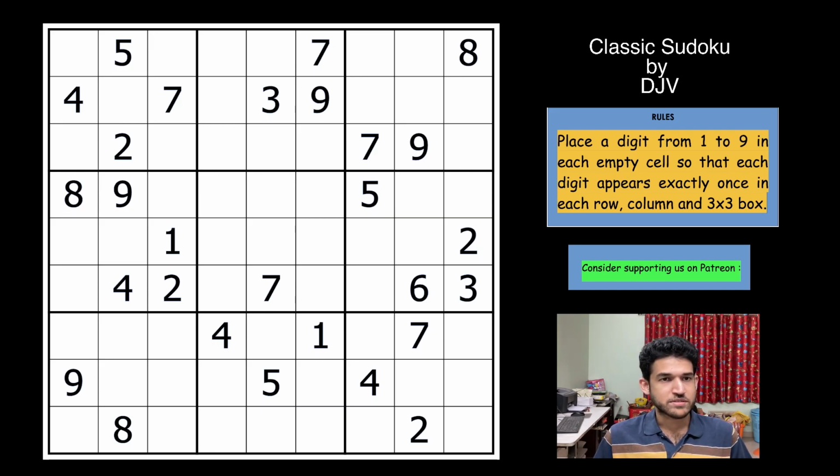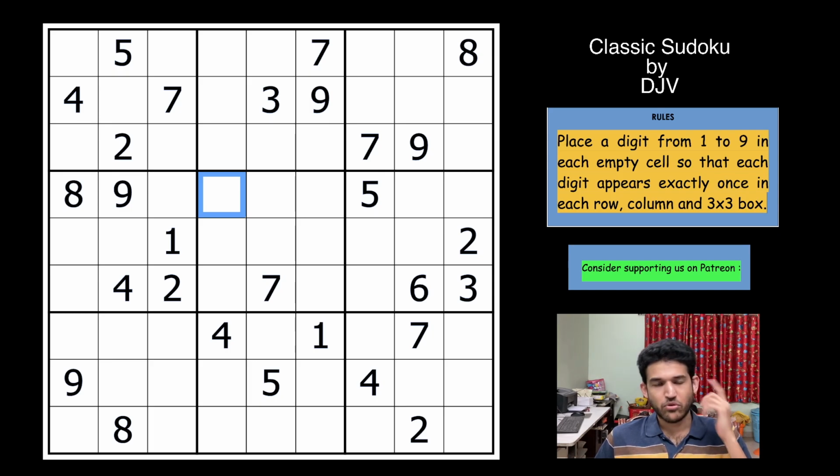Okay, rules. Each row, each column and 3x3 box in the grid has digits 1 to 9 without repetitions. The rules are as simple as that. And the title of this classic Sudoku is Classic with a Vengeance, and it was created by DJV. So let's start the Sudoku now.